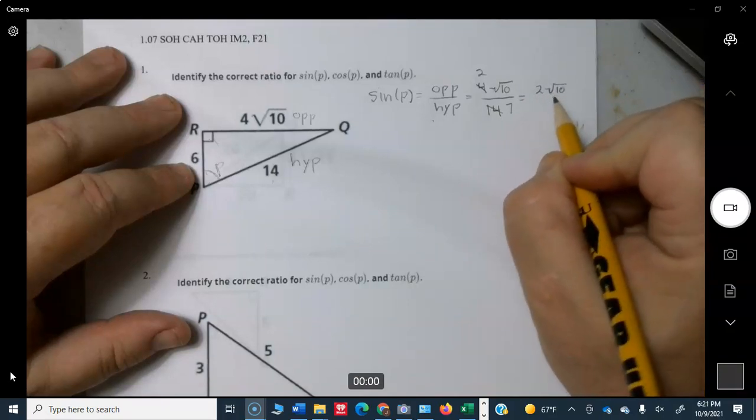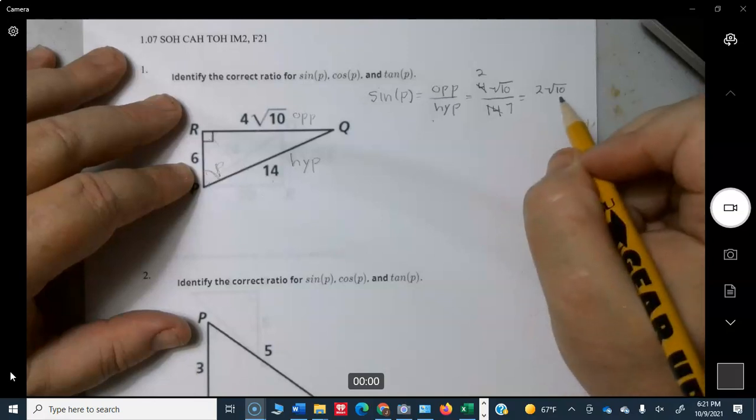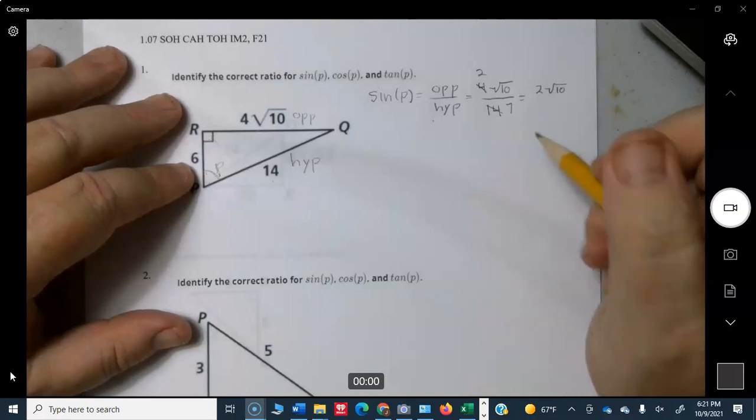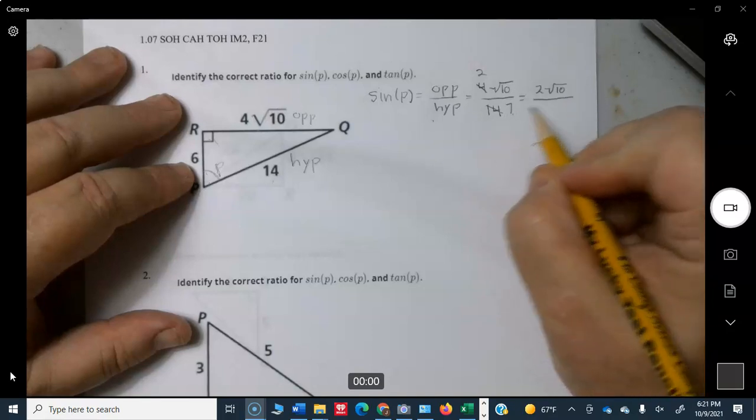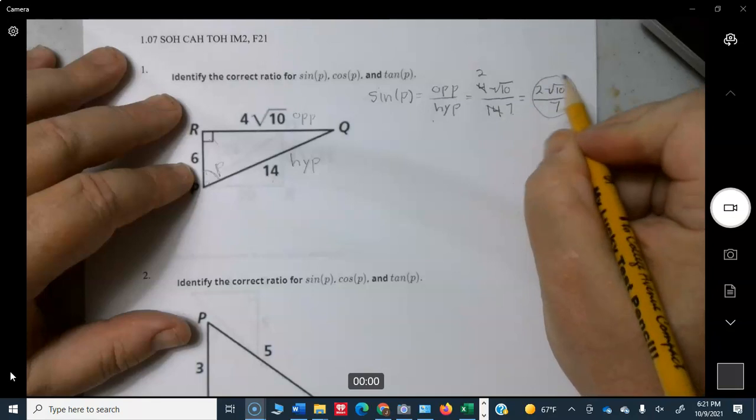And the way you really read that is 2 root 10. You don't have to say square root. If it's some other root besides a square root, then you would say what the root is. But root means square root. And over 7. So that's the answer for sine.